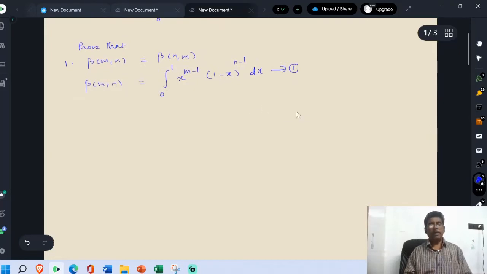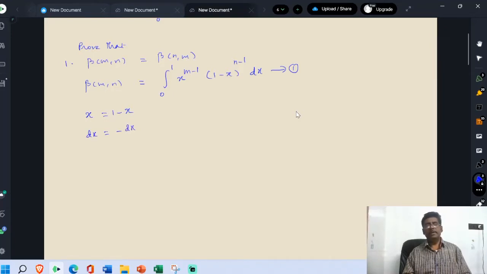Here put x equal to 1 minus x. Just replace x by 1 minus x. Automatically the value of dx, if you differentiate this, you get minus dx. If you put x as 1 minus x, then dx should be replaced by minus dx. Then what about the limits? The lower limit is 0, so instead of x you have to put 0 for limits.